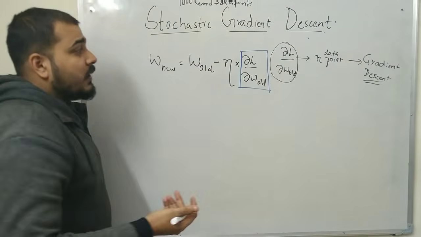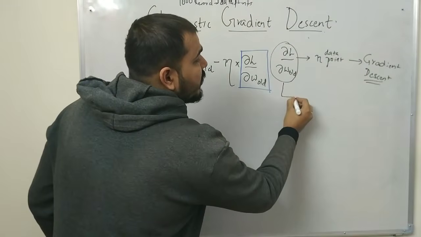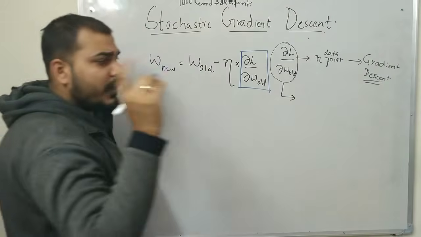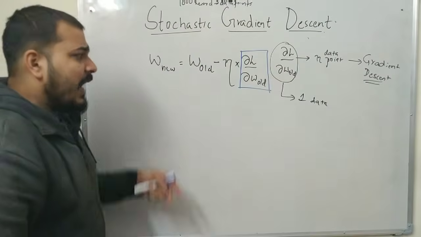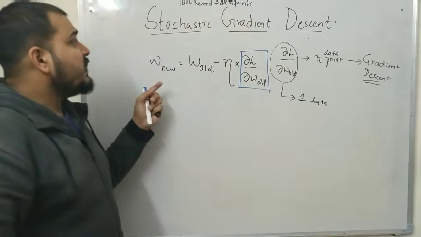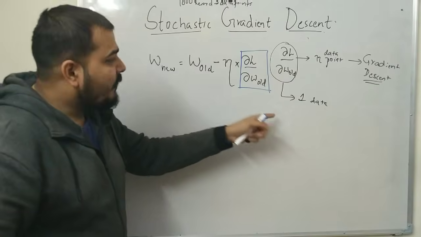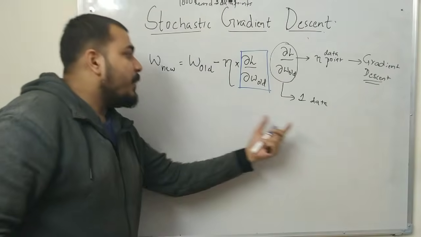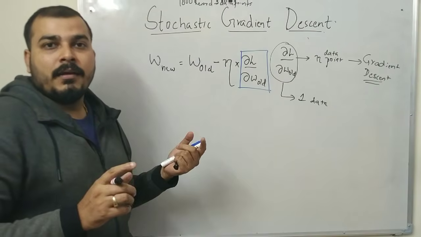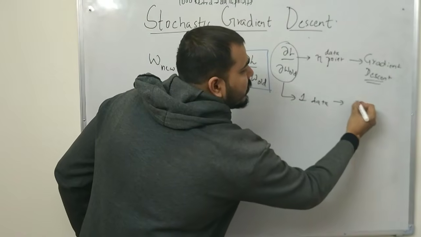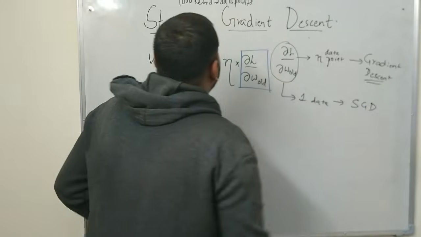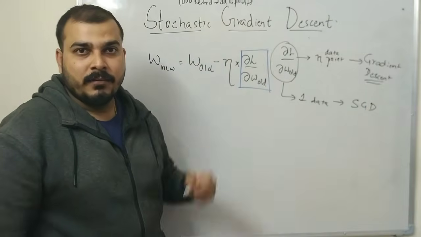Now suppose I'm trying to find this derivative of loss considering only one data point at a time. That means at every epoch I take one record, I find the y hat, and in the back propagation I update the weight, one point at a time. At that time I will say it as SGD, that is stochastic gradient descent.